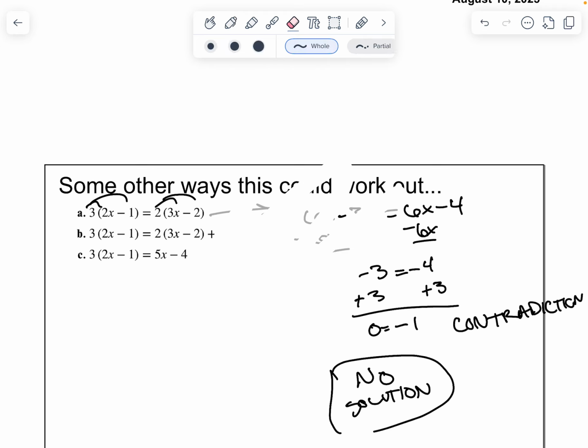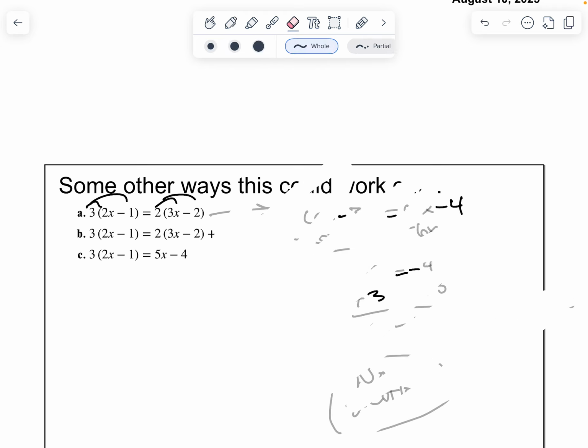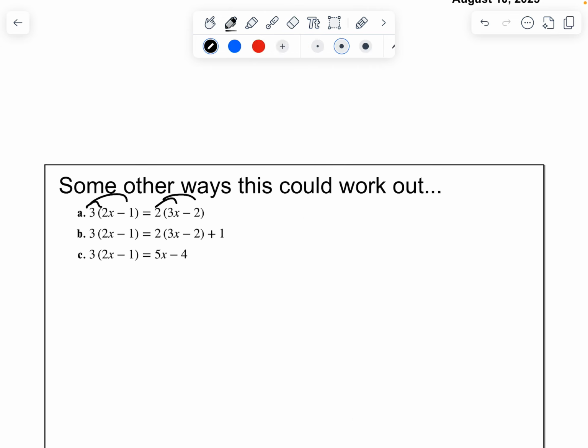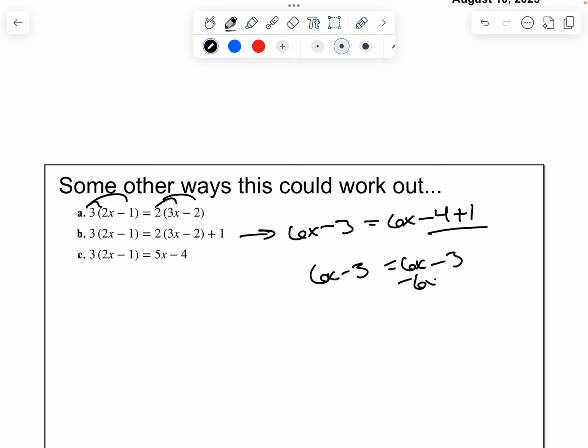All right, the second way this can work out, we're going to follow the same exact steps that we have been. We're going to distribute, combine like terms, addition, subtraction, multiplication, division. So when you distribute, you get 6x minus 3 equals 6x minus 4 plus 1. Combine like terms, you have 6x minus 3 equals 6x minus 3. Try and move everything to one side using the addition property of equality. That'd be negative 3 equals negative 3.